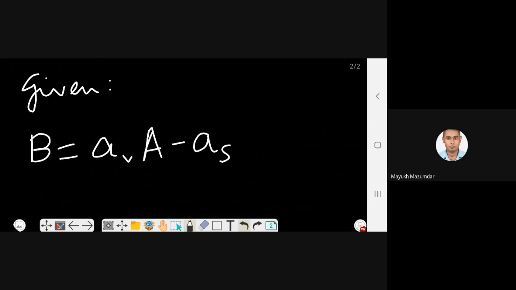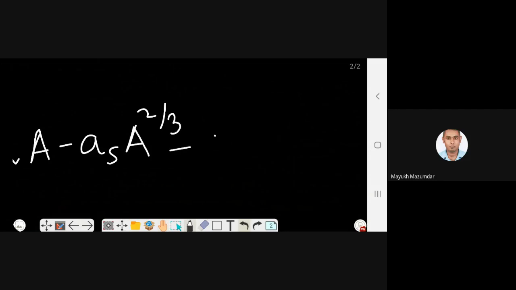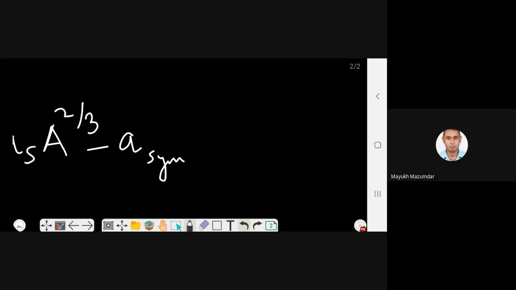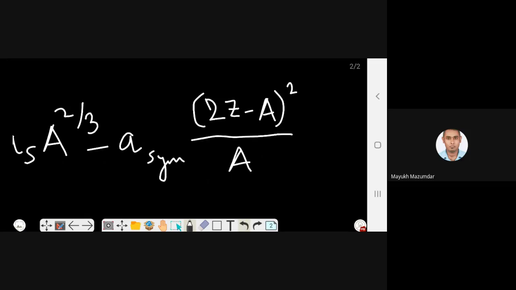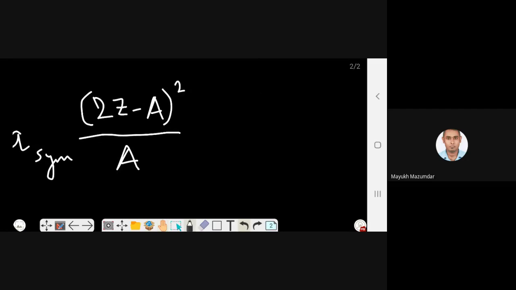I'll write it very briefly. The binding energy is given like this: B equals A_V times A, minus A_S times A to the two-thirds, minus the symmetry term A_sym times (2Z minus A) whole square by A, minus A_C times Z square by A to the one-third. Okay, so this is given.